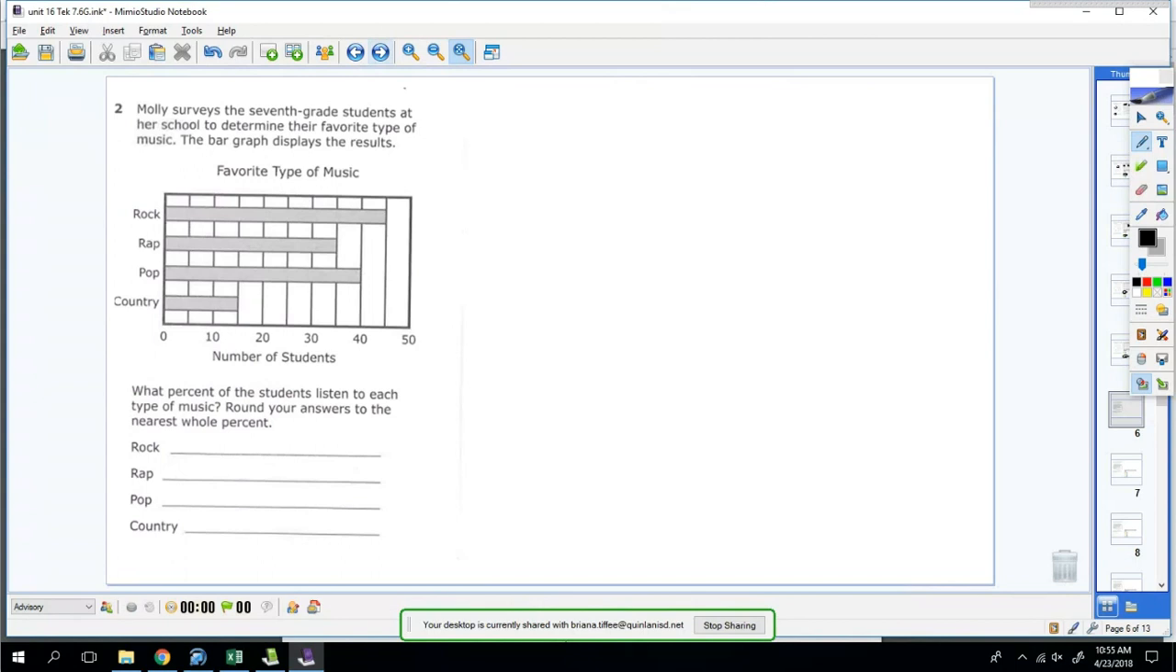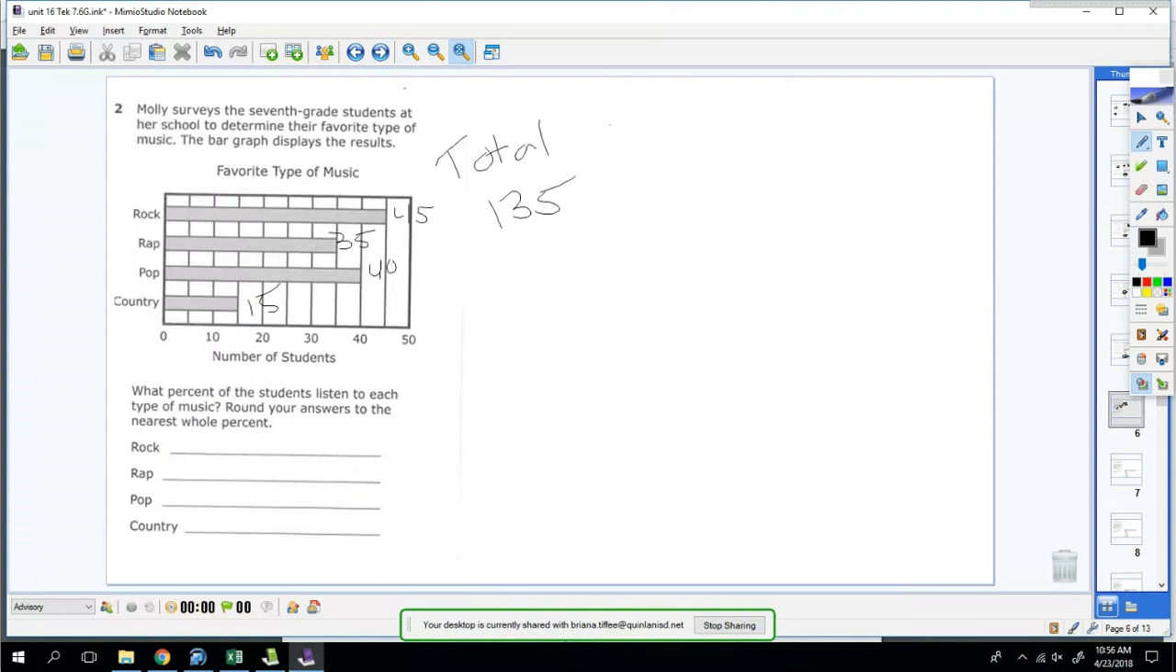Okay, well, to do this, you actually need to know how many kids were surveyed. So we know that rock is 45, rap is 35, pop is 40, country is 15. You have to add them all up, and when you do that, you get 135 as your total, which is very important information.